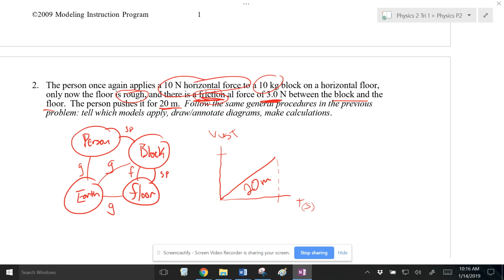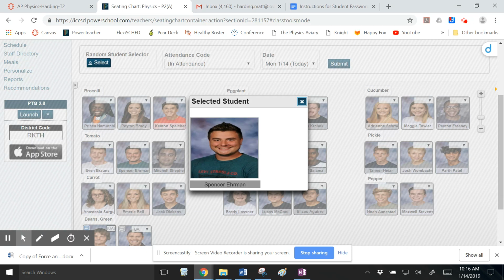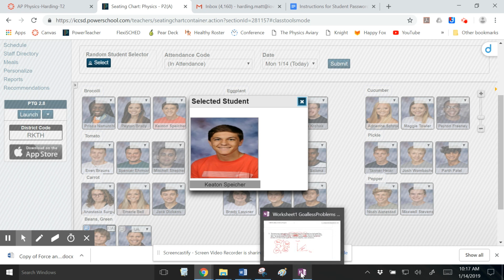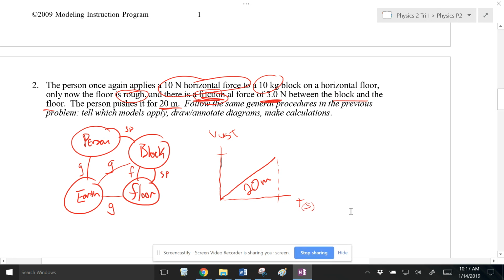Do you want to go back over to PowerSchool and pick on somebody? Hit the select button. Key, pop on up and draw something for us. How do I do this? This little key. Okay.